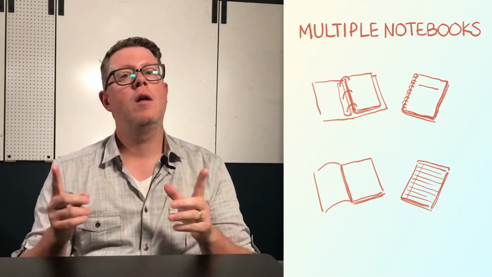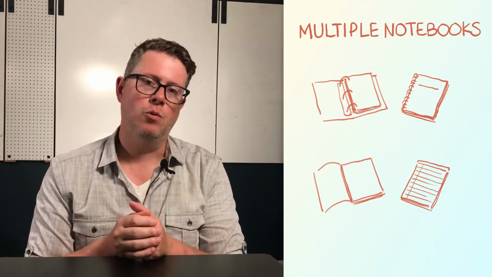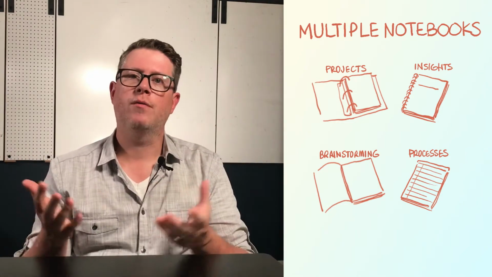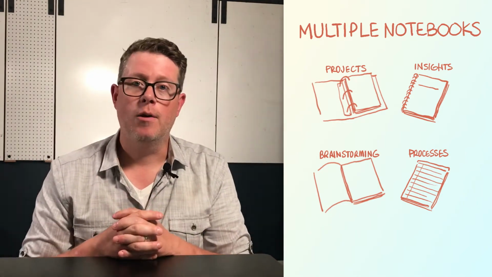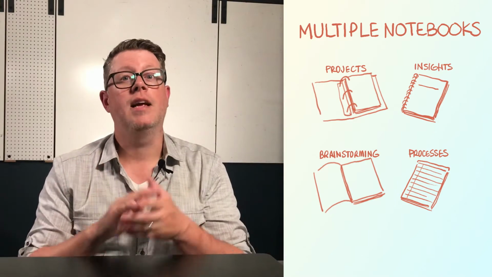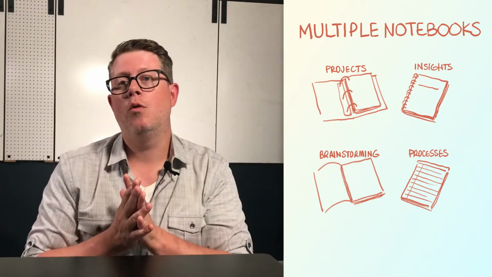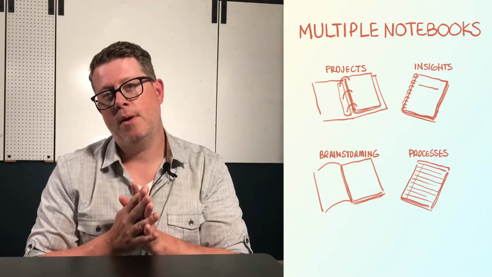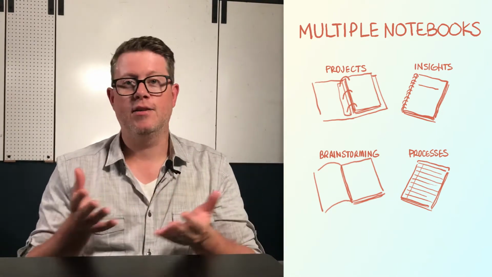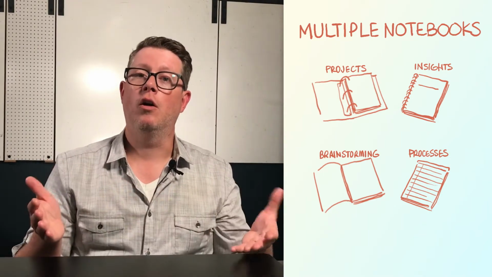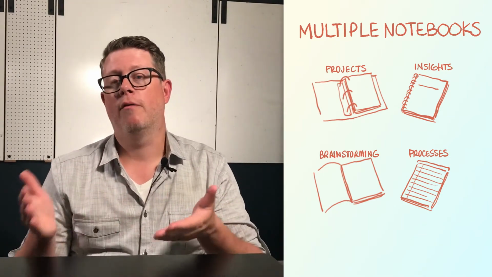One solution is to keep multiple notebooks, one for each topic or type of visual thinking. One for insights, one for projects, another for brainstorming. Whatever works for you to divide them up into categories. This does two things. First, it categorizes your visuals so that if down the road you're looking for a process map, you can go to your process notebook. Second, each of your notebooks is going to be in the rotation longer. They're going to become and stay more familiar.